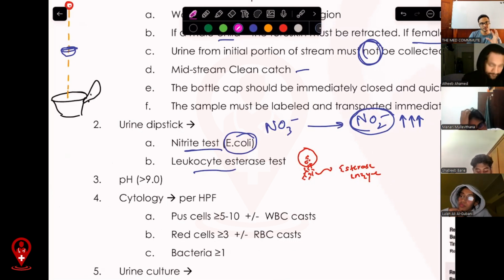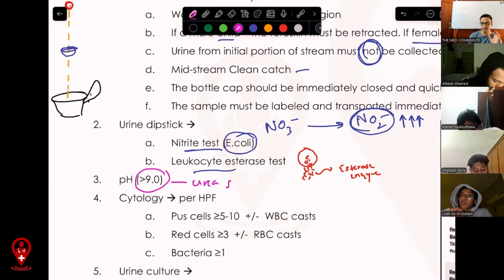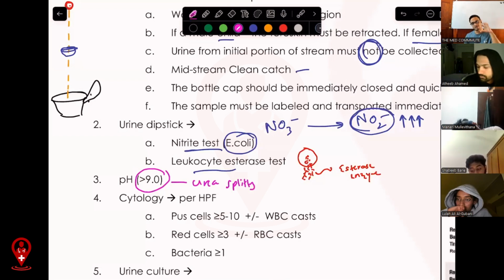This pH, why did I put this more than 9? There are some species of bacteria, what we call urea splitting organisms. So what can they do? They can split the urea via hydrolysis and they release ammonia. Once ammonia increases in urine, the pH increases a lot. It becomes very basic. So one primary example is, guys, Staphylococcus saprophyticus. This is where in our honeymoon cystitis, we see they have the ability for urea splitting.